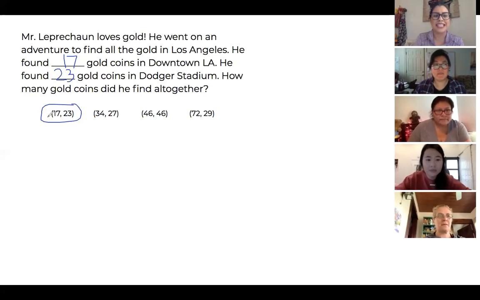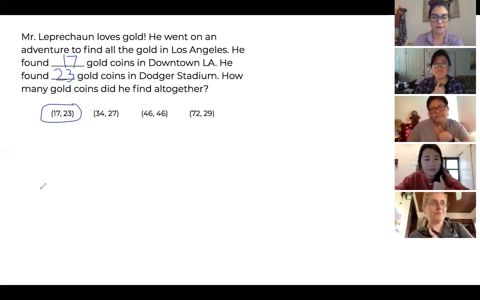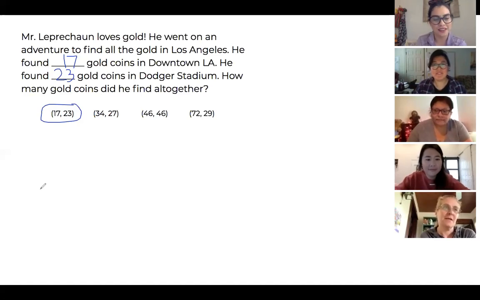What does the 17 mean in our story problem? I'm going to give us some think time. What does 17 mean in our story problem? Miss Valencia, what does 17 mean in our story problem? The 17 means the number of gold coins he found in downtown LA. Yes. And what about the 23? What does 23 mean in this story problem, Miss Rosales? 23 is the amount of gold coins Mr. Leprechaun found at Dodger Stadium.